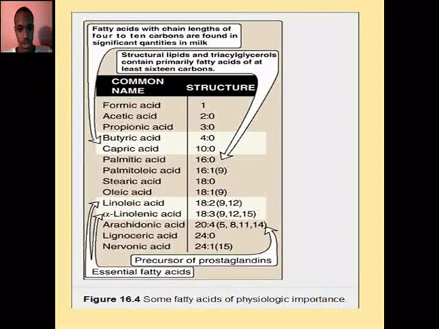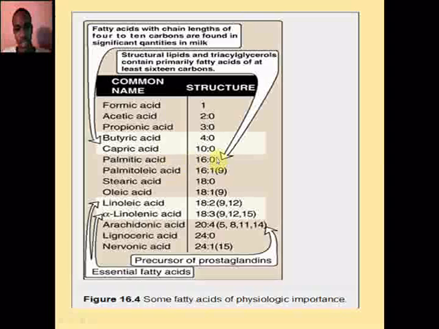Now, this table shows some of the common fatty acids that you may have come across. At the top of the table we see formic acid that has one carbon, acetic acid, also known as ethanoic acid, CH3COOH. These are very small chain fatty acids, and generally we don't usually go into much detail in their fatty acid property. But as you increase the carbon chain length, you see that fatty acids with 4 to 10 carbons are found in significant quantities in milk.